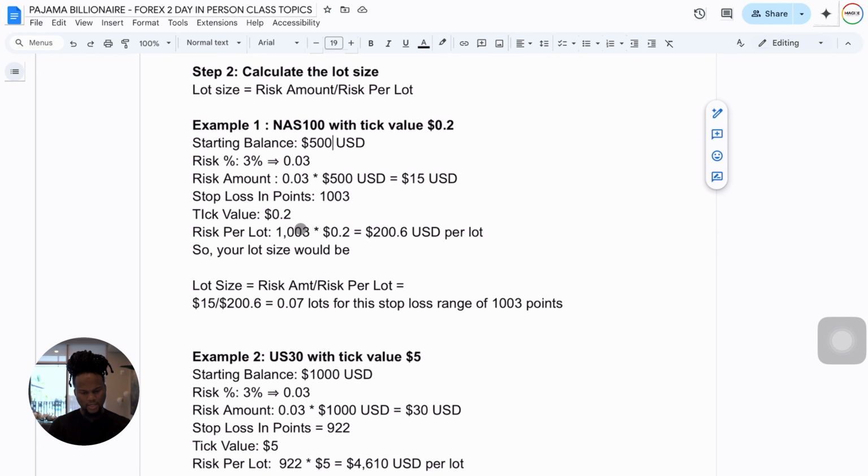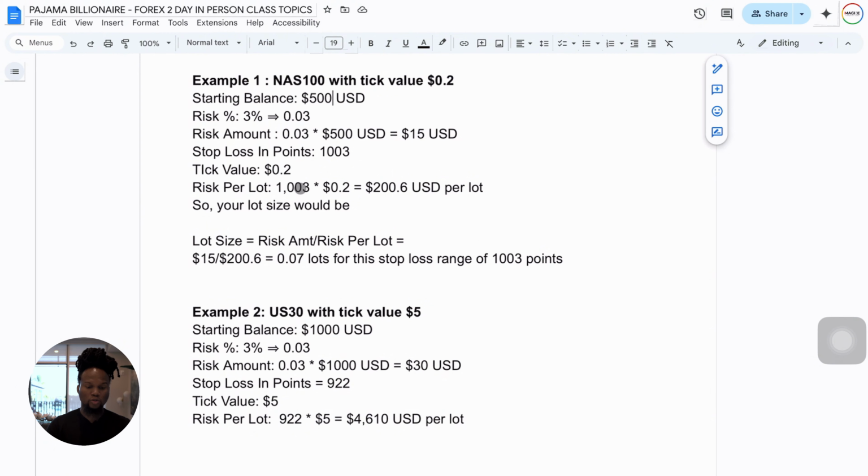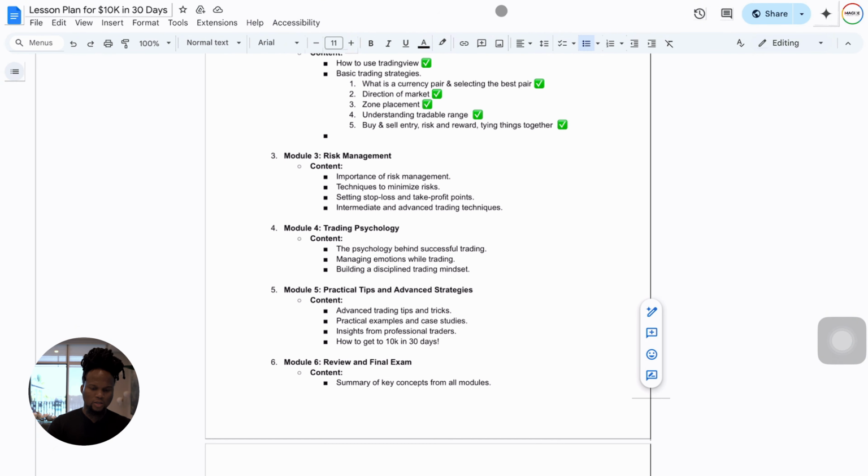Tick value is 0.2, and then the risk per lot is the pip count for the stop loss area times whatever, right? And then so your lot size would be whatever, right? So the lot size is equal to the risk amount divided by risk per lot, which is $15 divided by 200, which is 0.07, right? That's what your lot size is supposed to be.